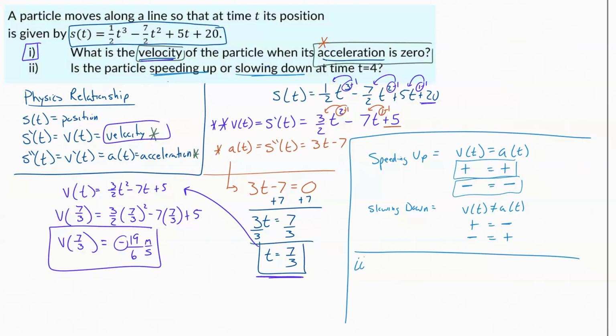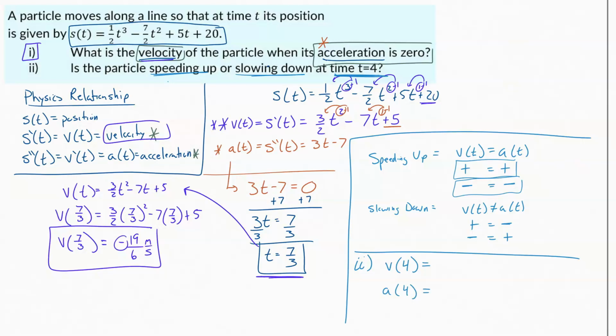This problem specifically wanted to know what's happening at the time t equals 4. So to see if it's speeding up or slowing down, we just plug 4 into the velocity equation, and then we plug 4 into our acceleration equation. And we compare the sign. We really don't care about the number, we just care about the sign.